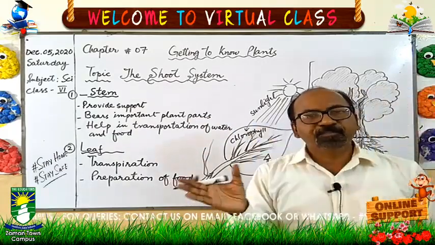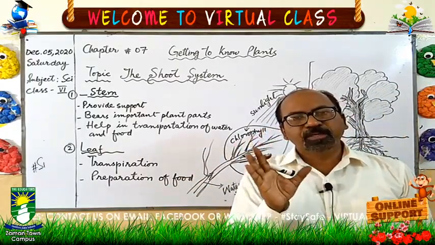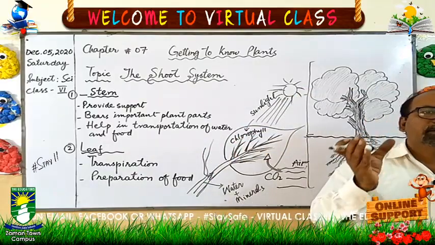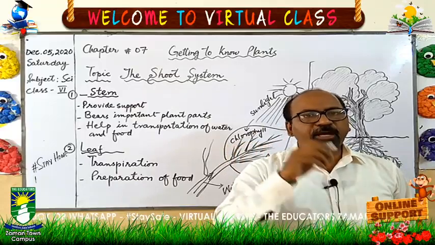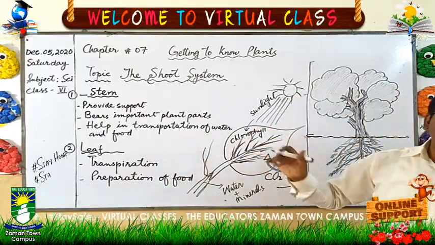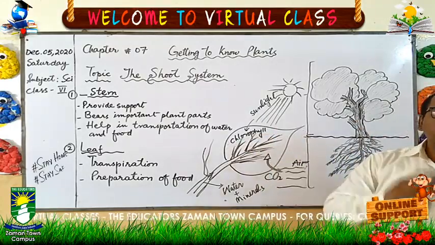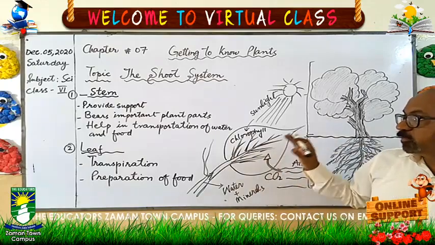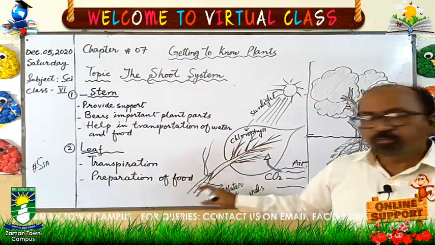This is used by the plant for different purposes, but the rest of the food in the form of glucose is stored in the plants: in the fruits, sometimes in the stem, sometimes in the roots, if they are modified to store food. This excess food is stored in different parts of the plants, and this stored food in the form of fruits, roots and stem is used by other animals. This is why leaves are important, because they prepare the food.